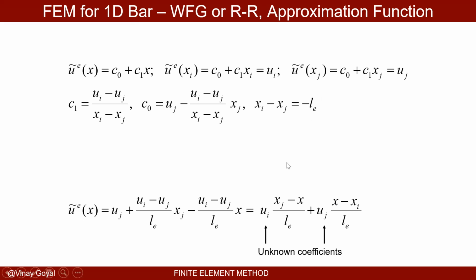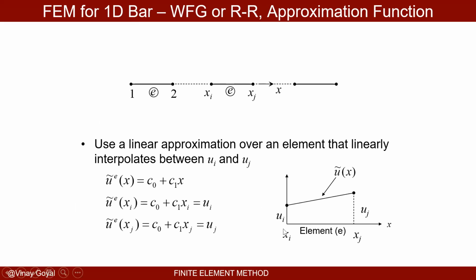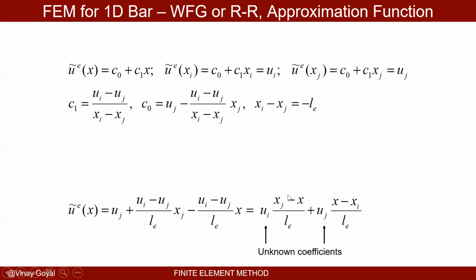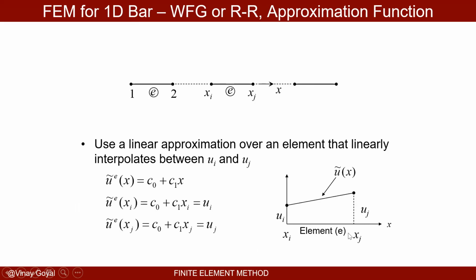If I look back, the deflection u at xi is ui, and that's exactly what I get with this expression. Let's look at x equals xj. When I do that, this goes to 0, and this goes to LE. So uj times 1 equals this, and that makes sense. The deflection at xj is uj.